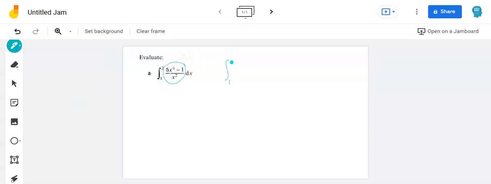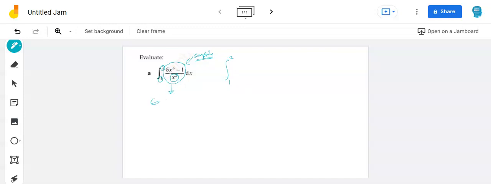Now, the integral goes from 1 to 2. So we're actually finding the area under this graph between the x values of 1 and 2. The first step would be to simplify. So I want to simplify this by distributing the x squared to both the 6x^4 and -1. So I end up with the following. Let's just simplify this quickly.